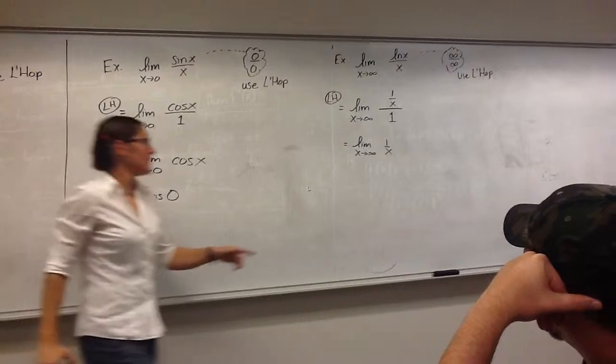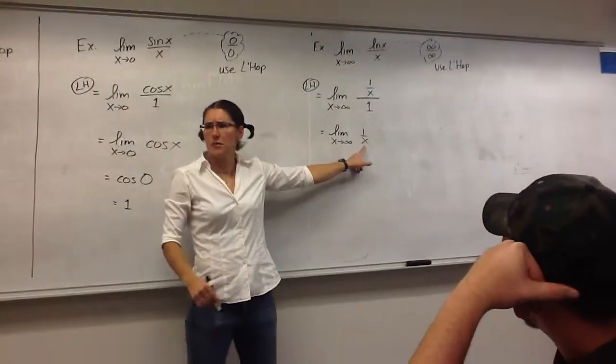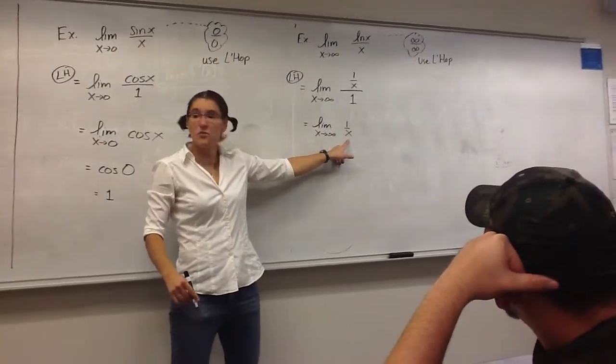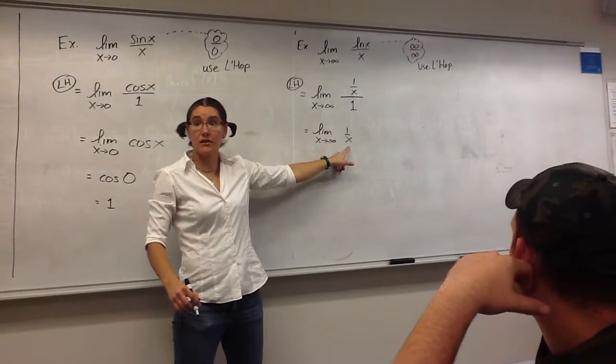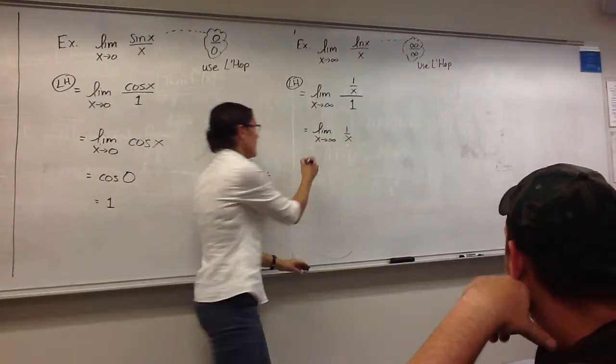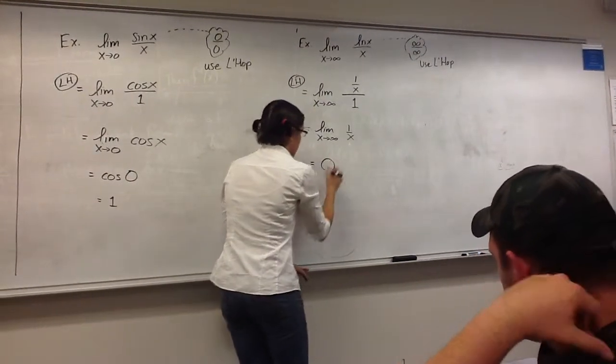So what happens to 1 over x as x gets really big? It's really small. Yeah, this gets really tiny. And so 1 over x goes to 0 as x goes to infinity. So our limit is equal to 0.